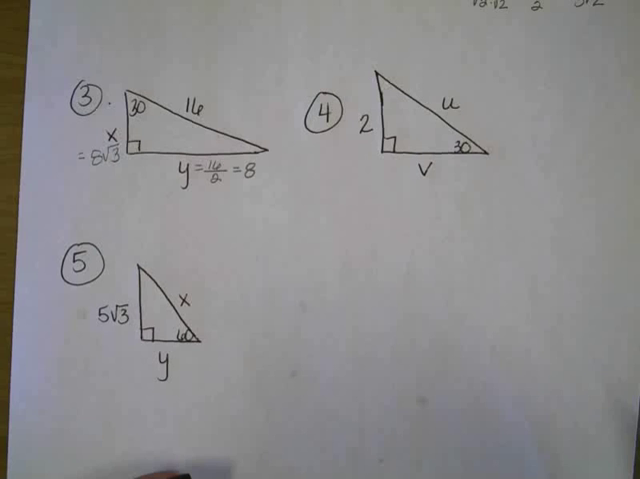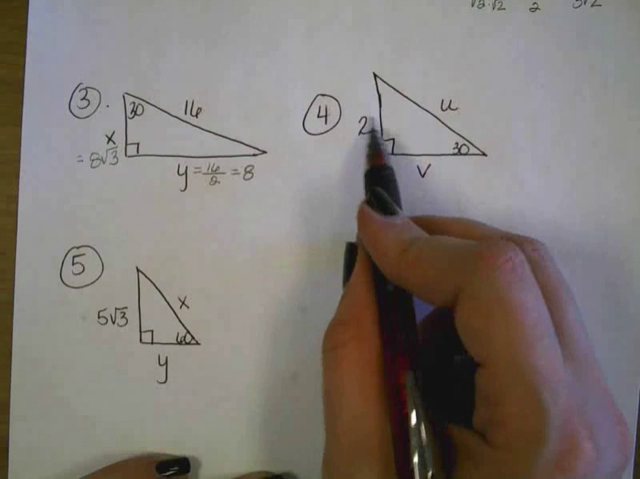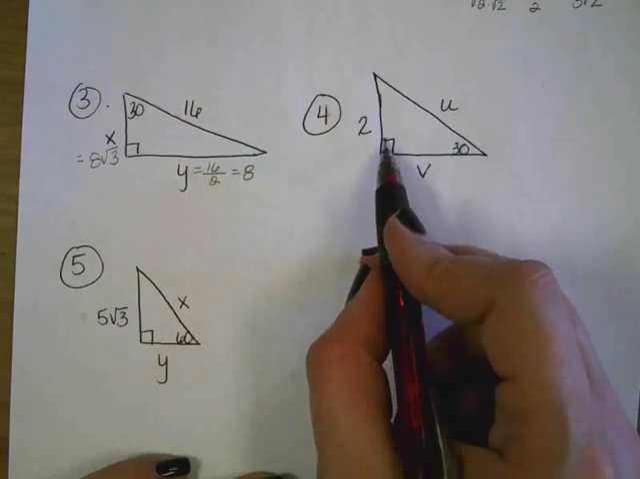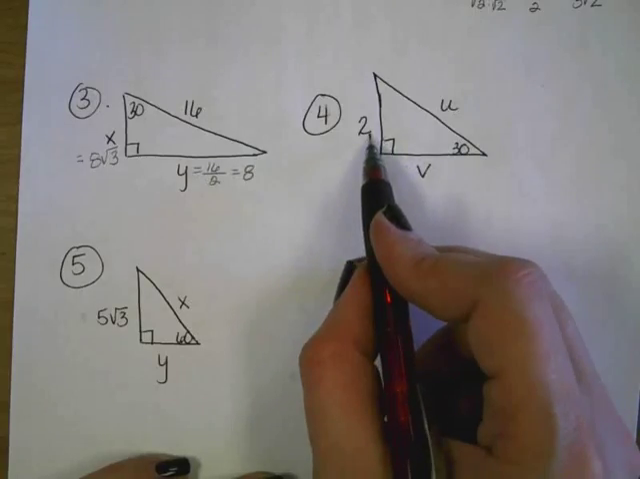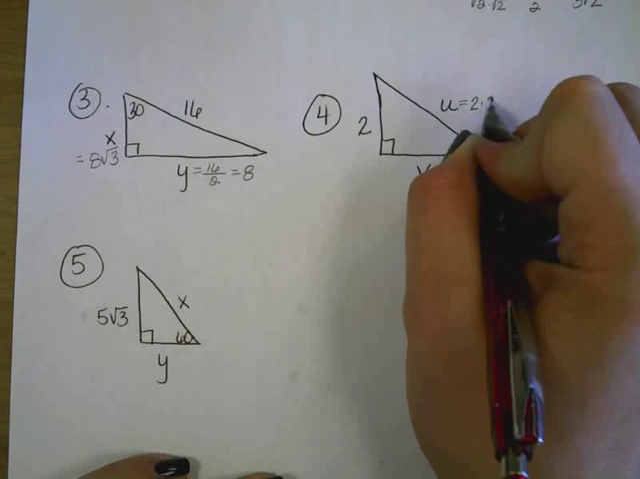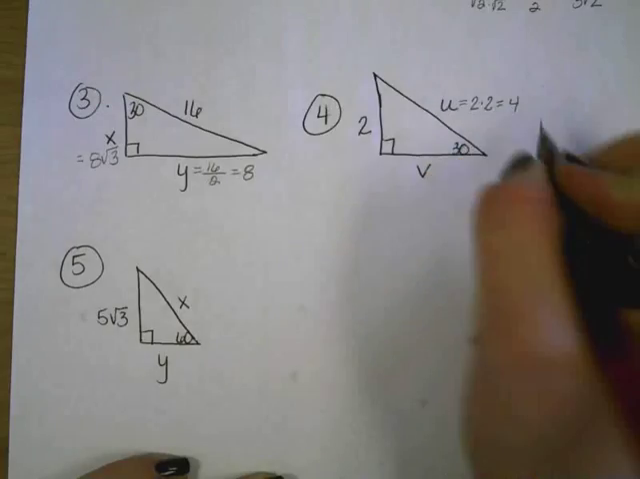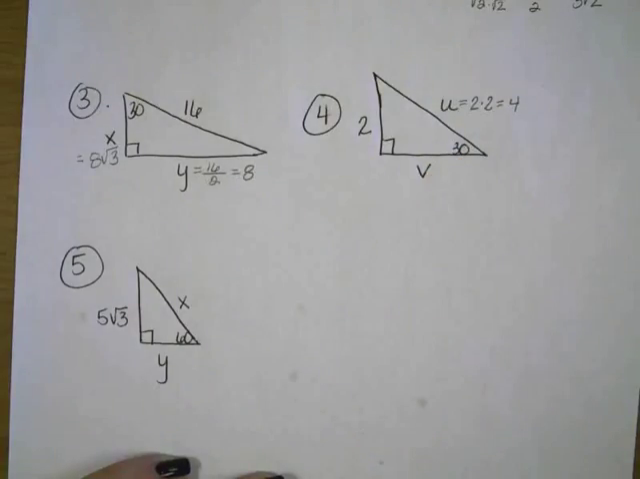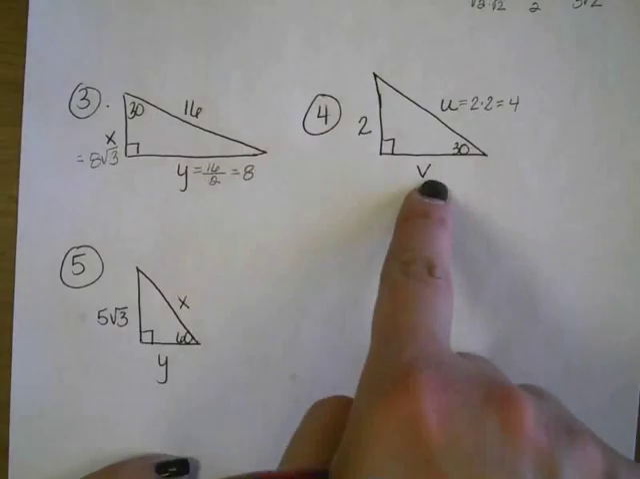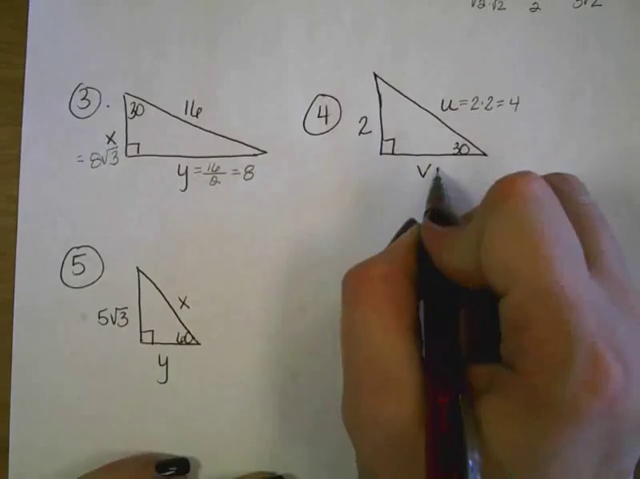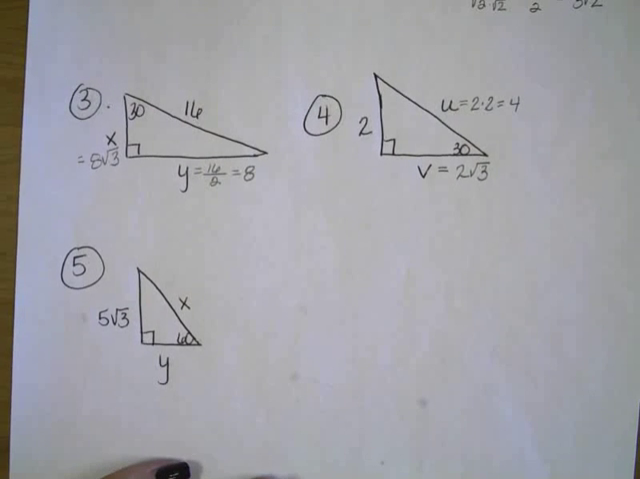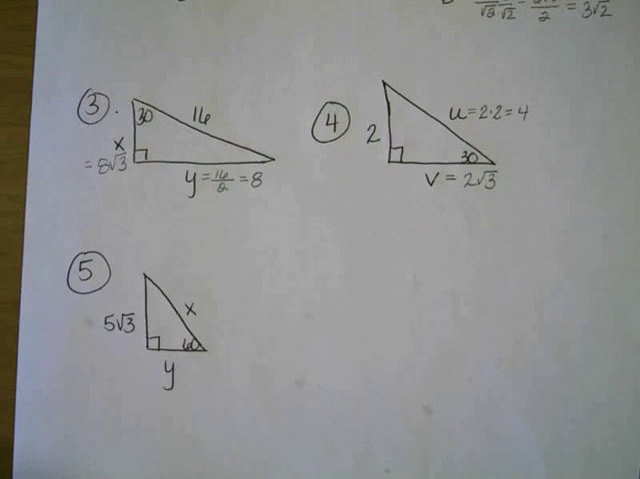All right, fourth example. This time I have the side across from the 30 degrees, so this is the short leg. Our formula says if you have the short leg, you can find the hypotenuse by timesing it by 2, doubling it. So the hypotenuse has got to be 4. And then the short side times the square root of 3 gives you the long leg. So V would have to be 2 times the square root of 3. Now we've got all 3 sides of that triangle.